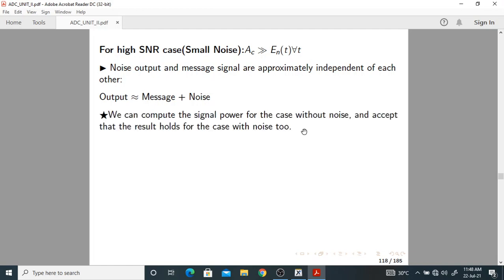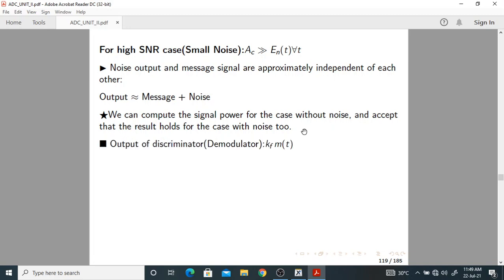What is the advantage of independence? If they are independent, we can use a separate analysis for signal power and noise power. Please, it is very important. Even though it is non-linear, we are able to apply the superposition principle, which means we are using separate calculations to find out signal power and noise power because they are independent. Why are they independent? Because of large SNR, that is, small noise.